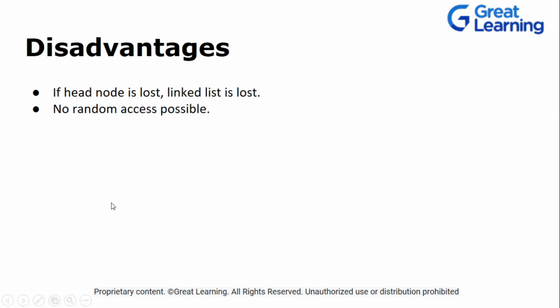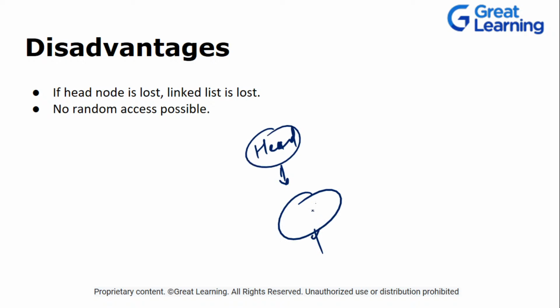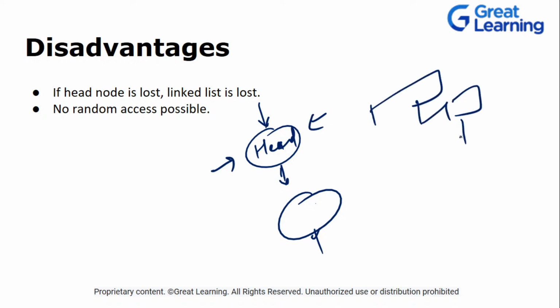Okay, now what about the disadvantages? If your head is lost, that means the first node, which is obviously your head node, if you have lost this, or if you have manipulated this node, the whole linked list will be lost. Every time you see a program in which linked list is implemented, keep this in mind: you will not lose your head node.